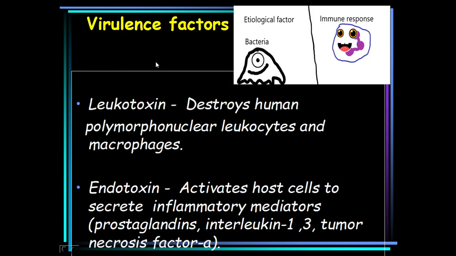Now, why is this bacteria so aggressive? Let's discuss the virulence factors of the bacteria. First is leukotoxin. As I have already told you in my schematic representation, it's a kind of war going on between the bacteria and the immune cell. So the bacteria try to kill the neutrophil by producing leukotoxin. It destroys human polymorphonuclear leukocytes and macrophages in order to win the war. Next is endotoxin. It activates host cells to secrete inflammatory mediators like prostaglandin and interleukin, and hence if inflammation is there, then bone resorption will be there, breakdown of collagen will be there, and hence the disease will progress.